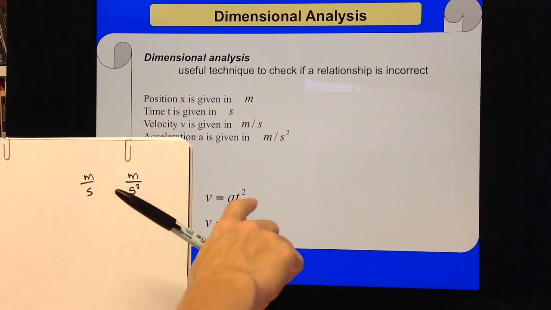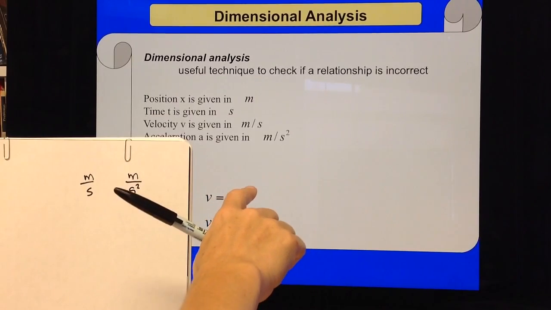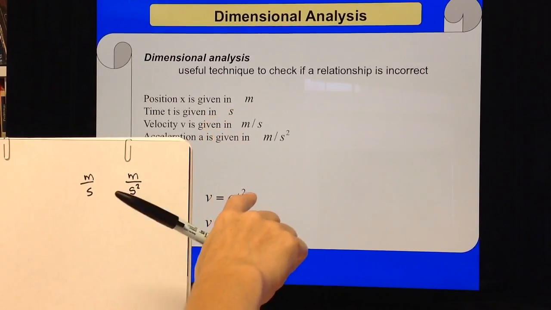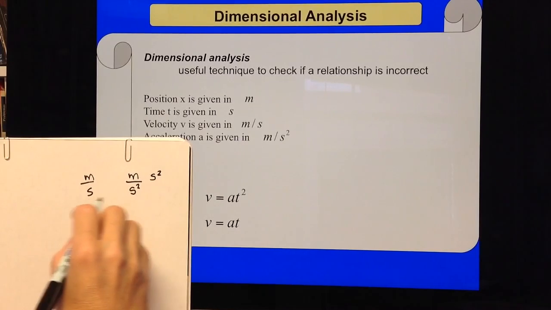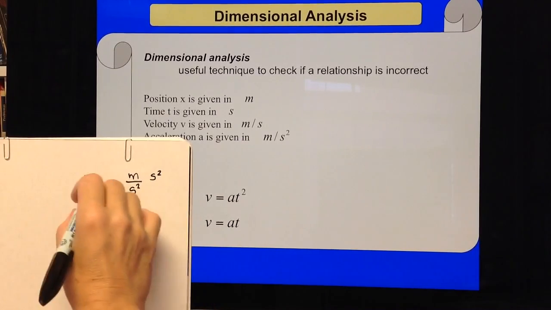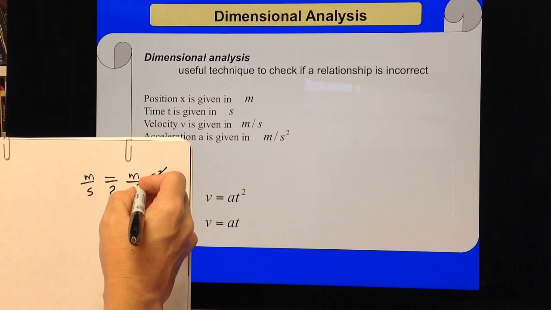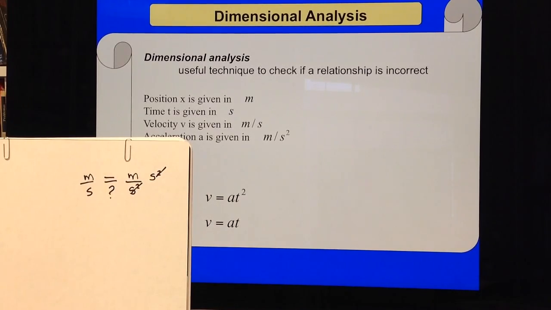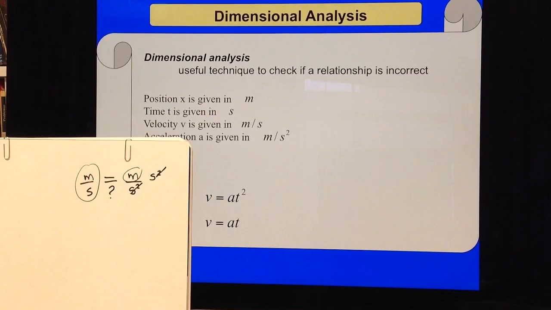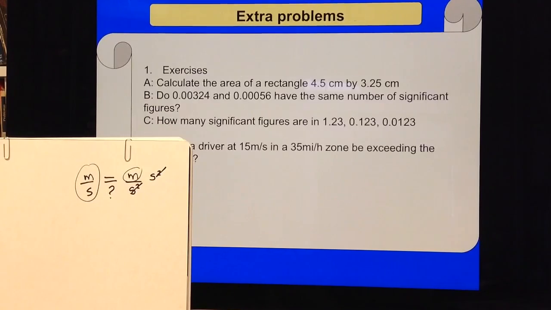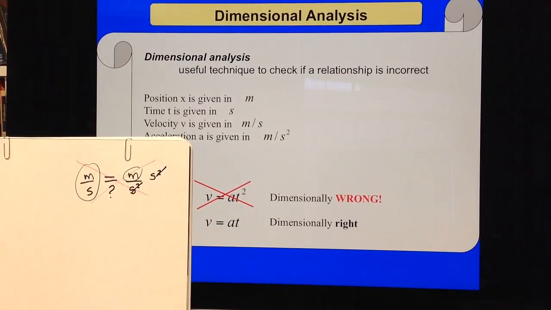Okay, and I'm thinking now about this first equation. The other term that appears is time. In this equation here, time is squared. So time is in second, and since it is squared, I'll put here second square. Okay, so this is what we have on the left. This is what we have on the right. Is this equal? Well, look, second square cancels with second square. And for sure, meters per second is not equal to meters. All right? So, for sure, that first equation is wrong. So this first equation is dimensionally wrong.